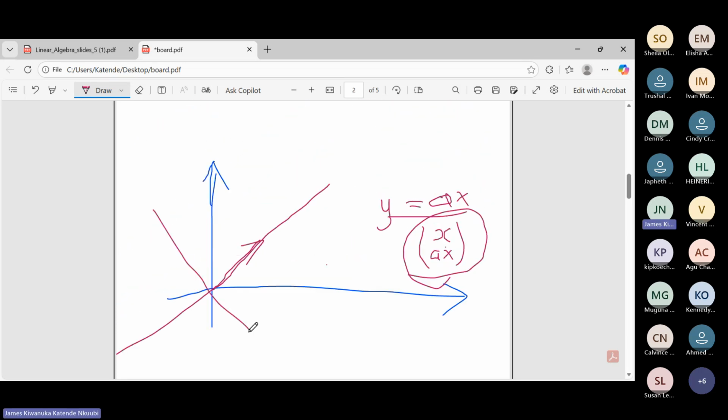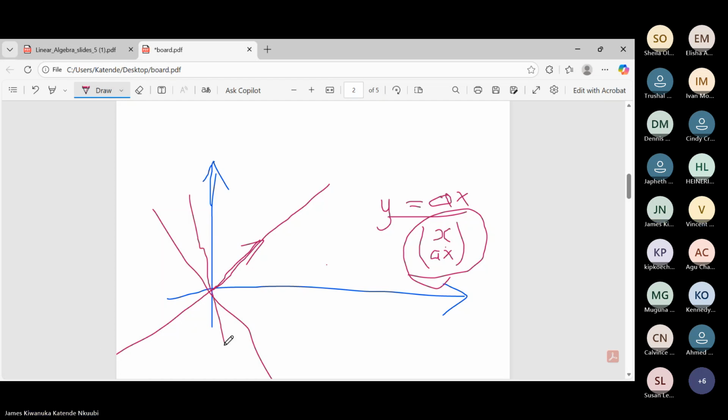So this can work for any other line. Any line that goes through the origin, as long as it contains the zero vector. My drawing is not very accurate, but assume that all those lines pass through the origin. These will all be one-dimensional vector spaces. So there are infinitely many one-dimensional vector spaces of R2.